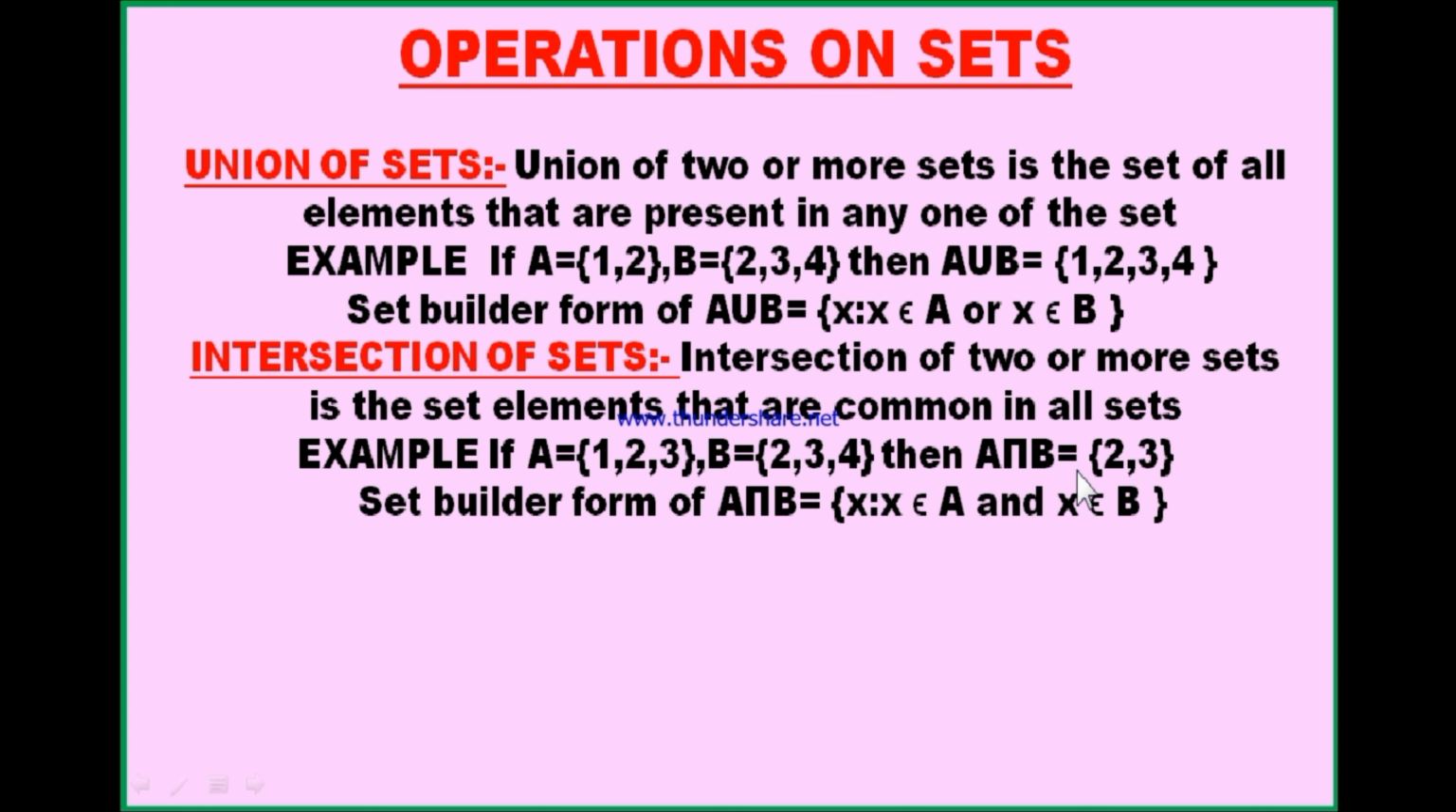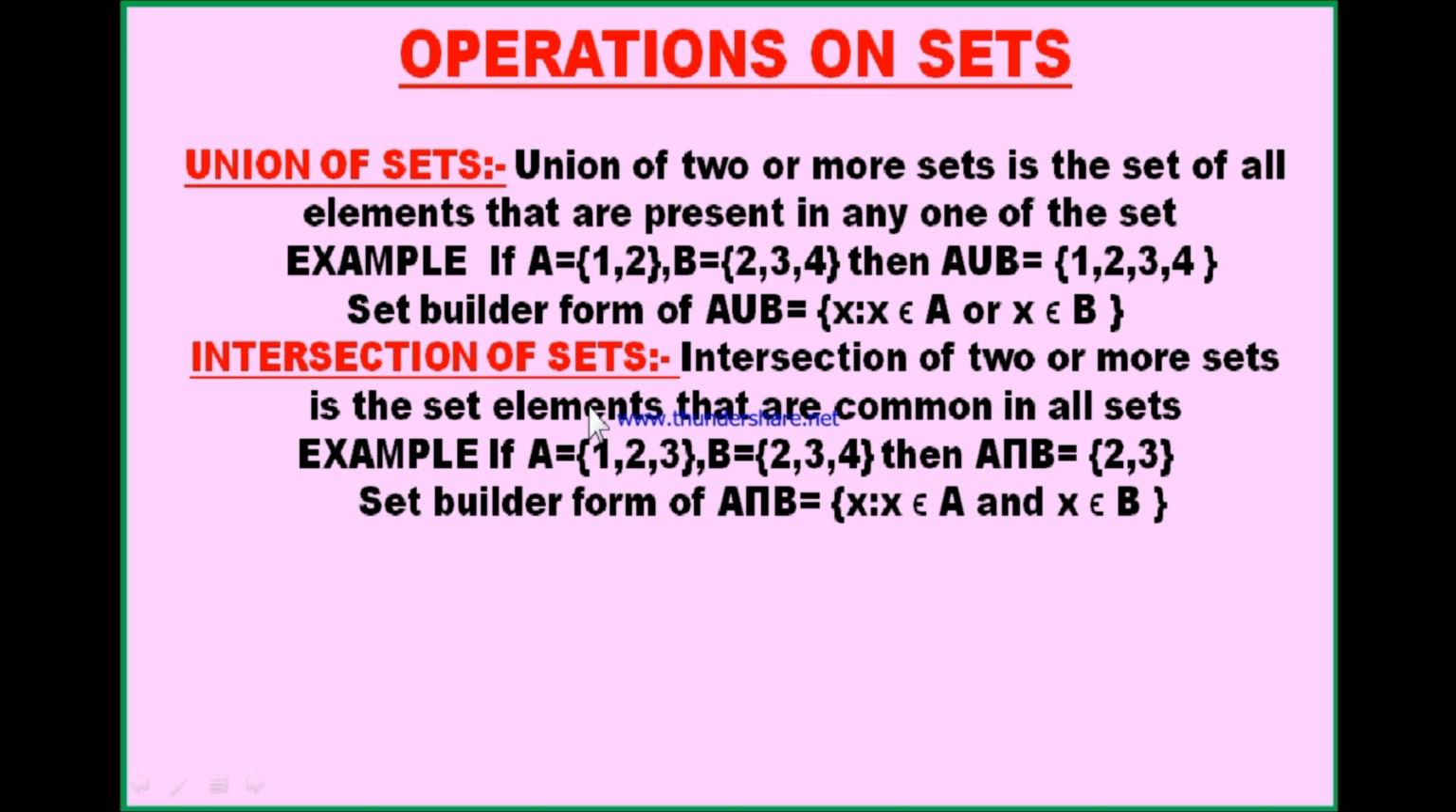Here you see A intersection B is equal to set 2, 3. Means 2 is an element in the first set as well as in the second set. And 3 is an element in the first set as well as in the second set. Then only you can write it in A intersection B. Then the set builder form of A intersection B is X such that X belongs to A and also X belongs to B. Means X is a common element in A intersection B.